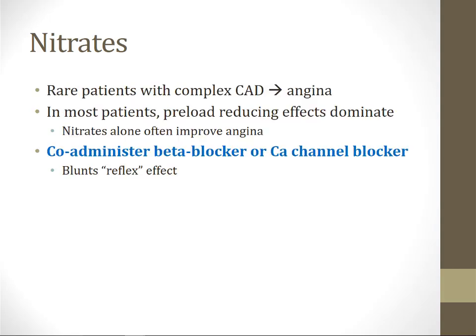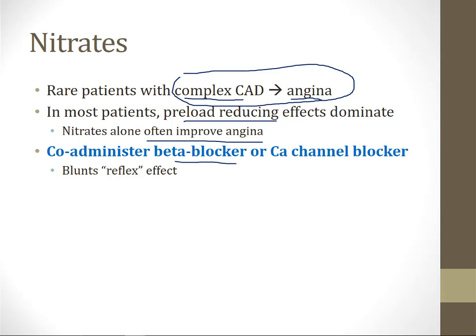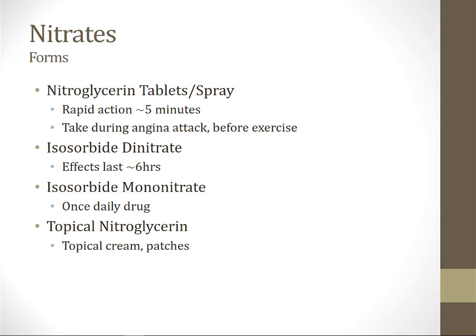In rare patients who have very severe complex coronary disease, angina can paradoxically occur after they take a nitrate. Now, it turns out in most patients, the preload reducing effects of nitrates dominate, and nitrates alone improve angina for the majority of patients. But there are some patients with severe CAD who will develop angina after they take nitrates. And if you want to block this effect, you can co-administer a beta blocker or a calcium channel blocker. These block the increased heart rate and increased contractility effects of the sympathetic nervous system, so they blunt the reflex effect of sympathetic activation, and you can co-administer these drugs with nitrates so that patients don't get angina when they take a nitrate.